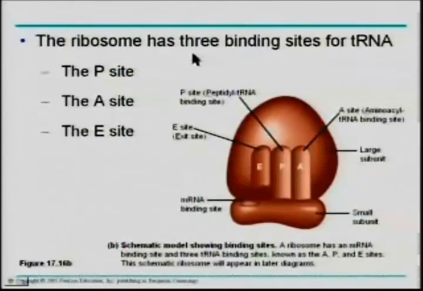Here the ribosome is shown to have the 3 binding sites for tRNA. There's a P site, an A site, and an E site. So we see the P site is the peptidyl tRNA binding site. The E site is the exit site. The A site is the aminoacyl tRNA binding site. Large and small subunit, and the mRNA binding site is shown here.